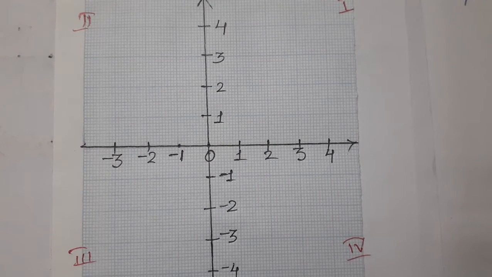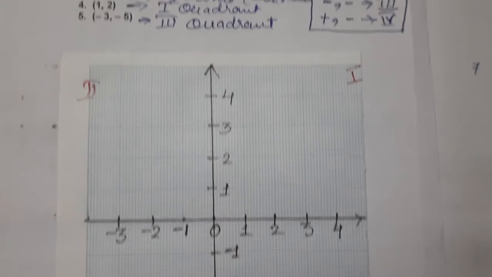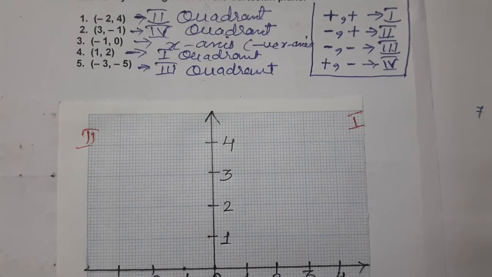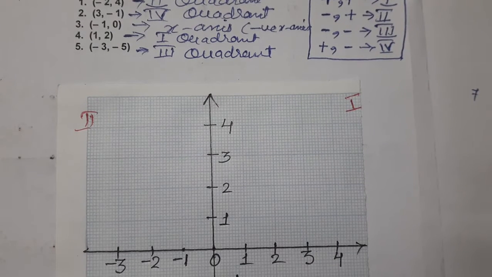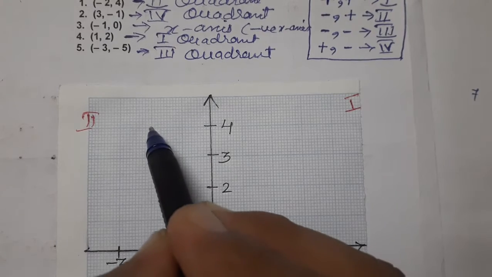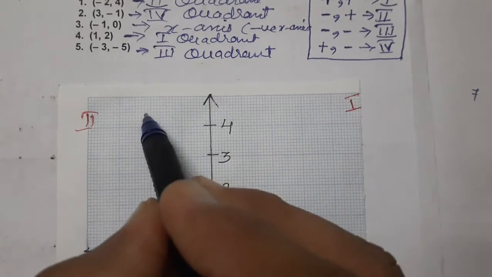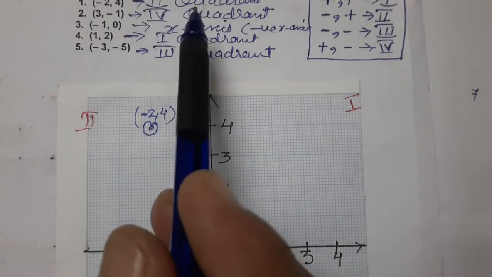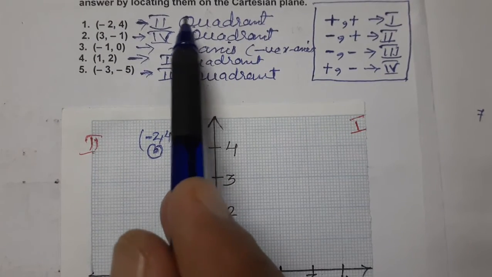Now let's show this. The first point is minus 2, 4. X is minus 2, y is 4. X is minus 2 and y is 4. Y 4 is here. Minus 2, 4 is here. Right? Minus 2, 4. So which quadrant is it? Second. And our answer is also second.